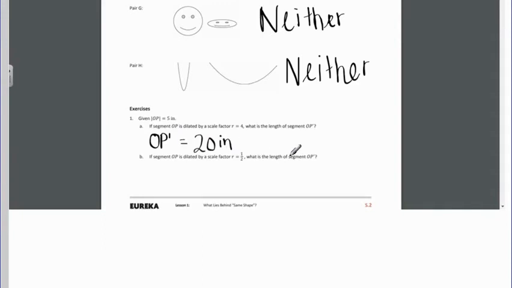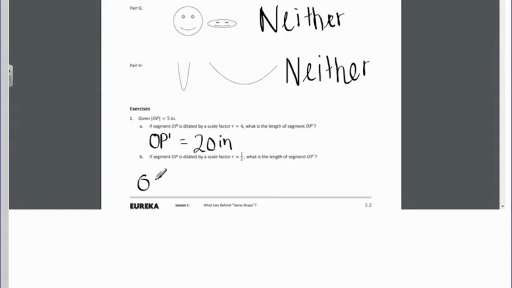If you have a scale factor that is bigger than 1, so like 1, 2, 3, 4, 5, your shape is going to get bigger. If you have a scale factor that's less than 1, so like a half, a fourth, that means your shape is getting smaller.